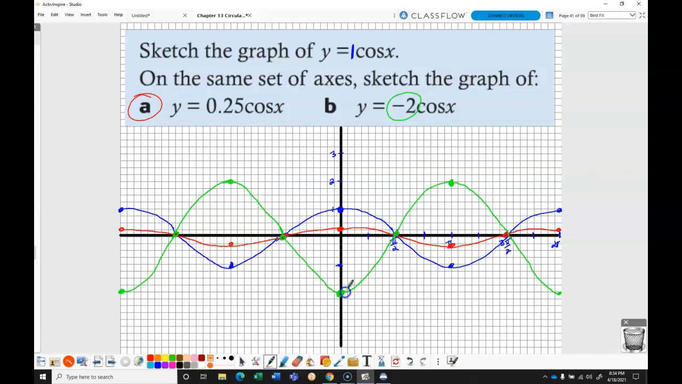All right, so there is the vertical stretch on those graphs. So if you need a couple seconds to draw those, go ahead and pause it. I'm going on to the next thing.